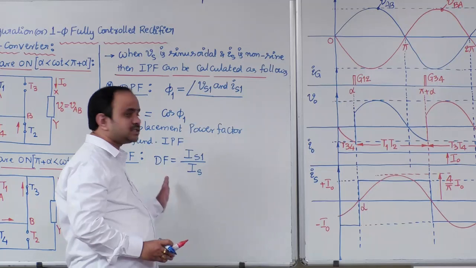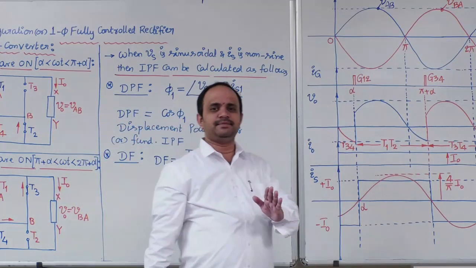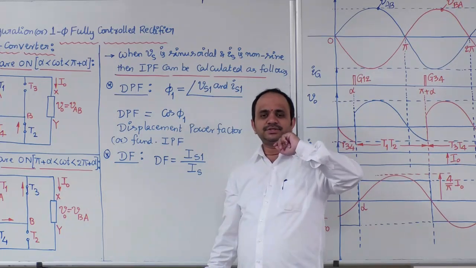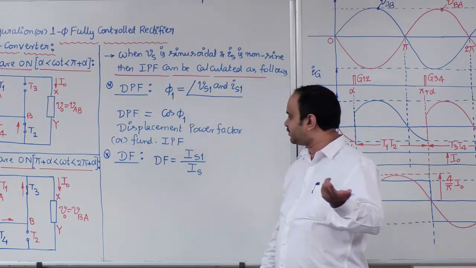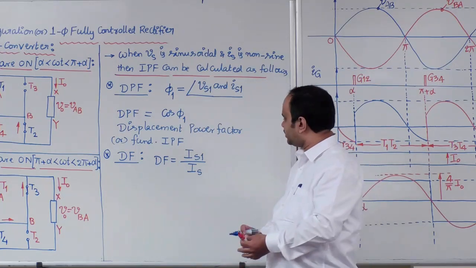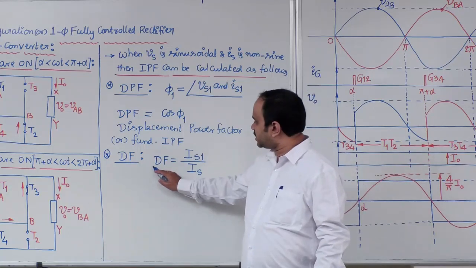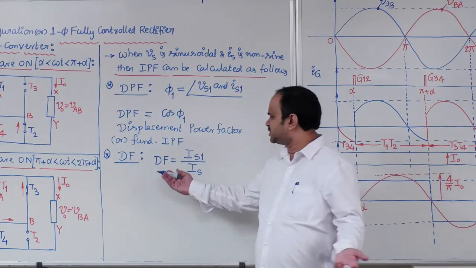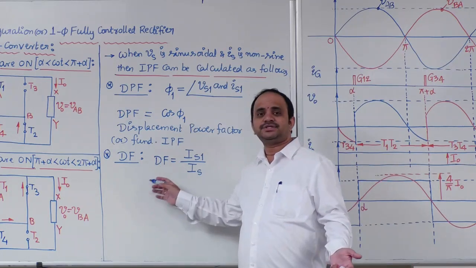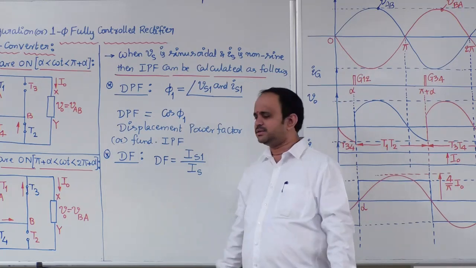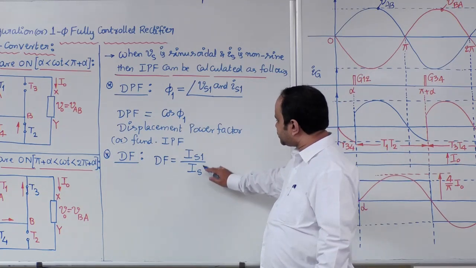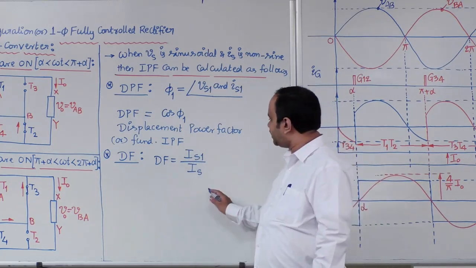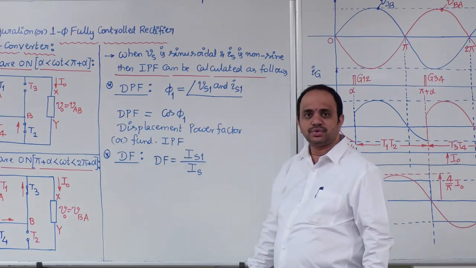So here, distortion factor should be defined at the AC side. At the AC side, there are two parameters, source voltage as well as source current. As the source voltage is purely sinusoidal, no need to define distortion factor for Vs. So you have to define it only for Is. So distortion factor, you can also say, of input current or source current. Some authors use current distortion factor, CDF, whatever the way, just a symbol. Concept is distortion factor: RMS value of fundamental source current divided by RMS value of source current.